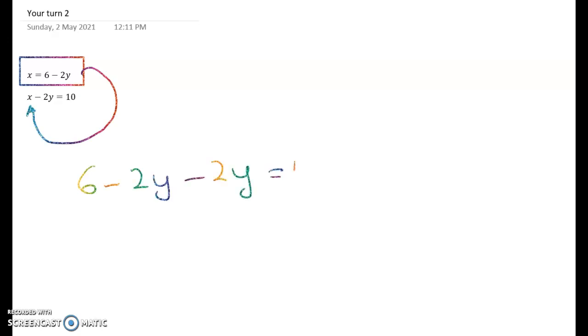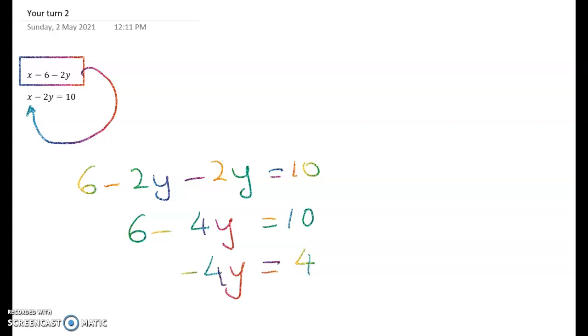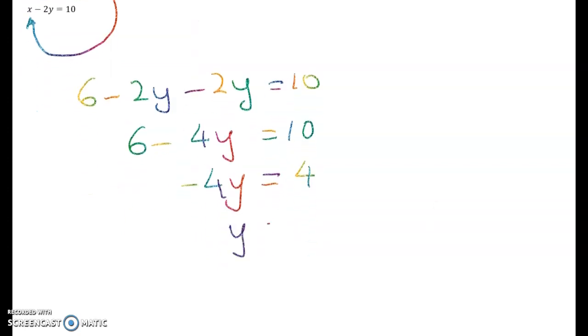On to the second one for you to try. So this time I've got x is equal to 6 minus 2y. I'm going to take that and substitute the x into here. 6 minus 2y minus 2y equals 10. 6 minus 4y equals 10. Negative 4y is equal to 4. y is equal to -1.